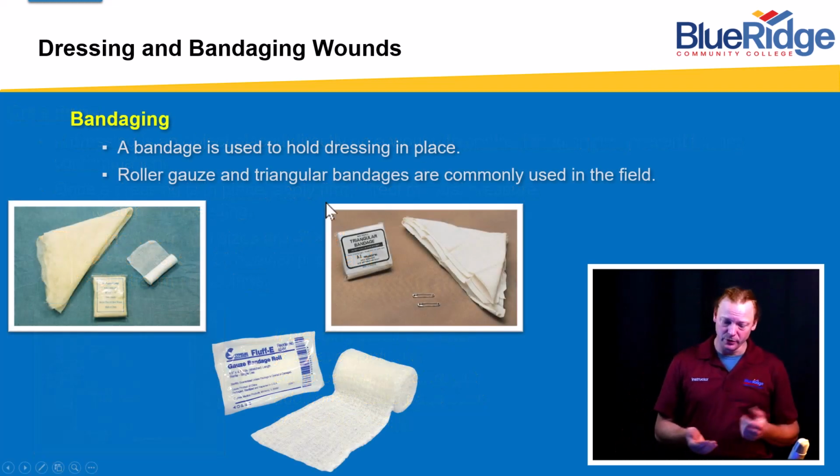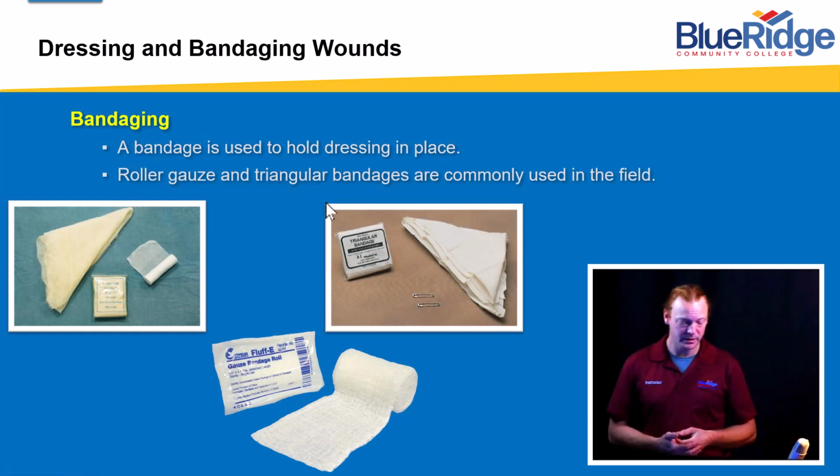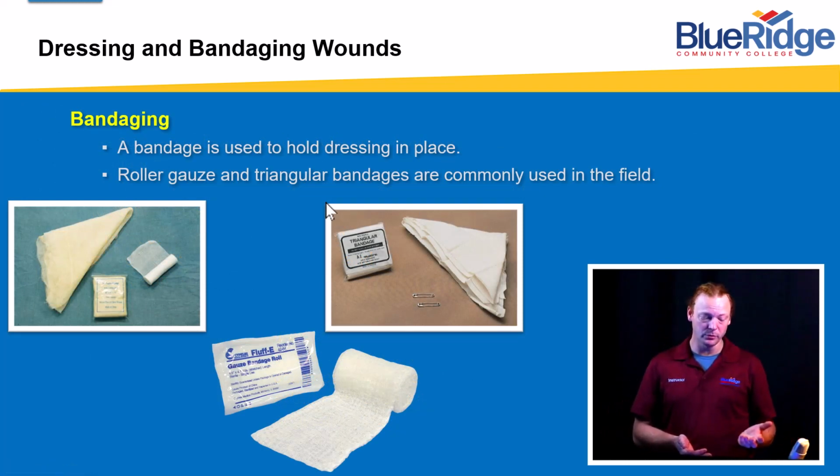A bandage is used to hold the dressing in place, and the typical or more common types of bandages are roller gauze and triangular bandages. You'll see these in our jump bags and the cabinets on the ambulances.